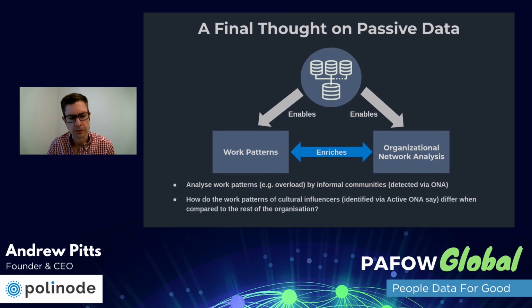And another example is that we can ask questions like, how do the work patterns of cultural influencers that we identify via active ONA differ when compared to the rest of the organization? So we can look at, do these people tend to spend more time in meetings? Are they tending to work outside of business hours? And how do the work patterns of the identified influencers, and there are obviously different types of influencers that we can look at as well, differ from the rest of the organization?